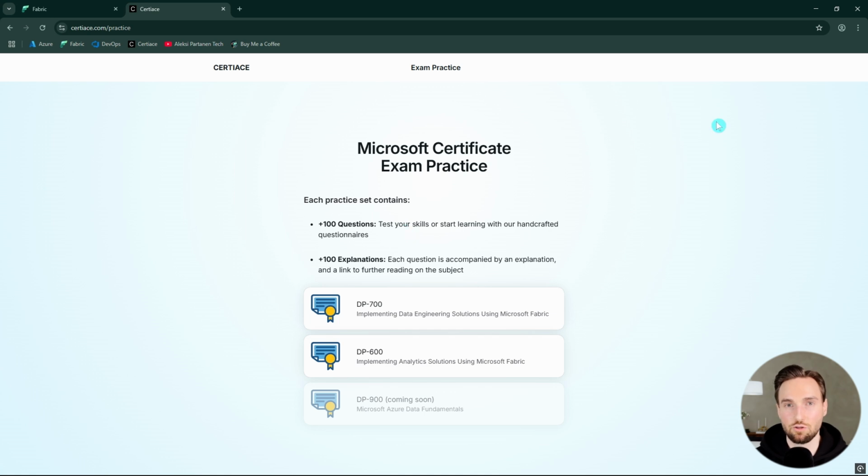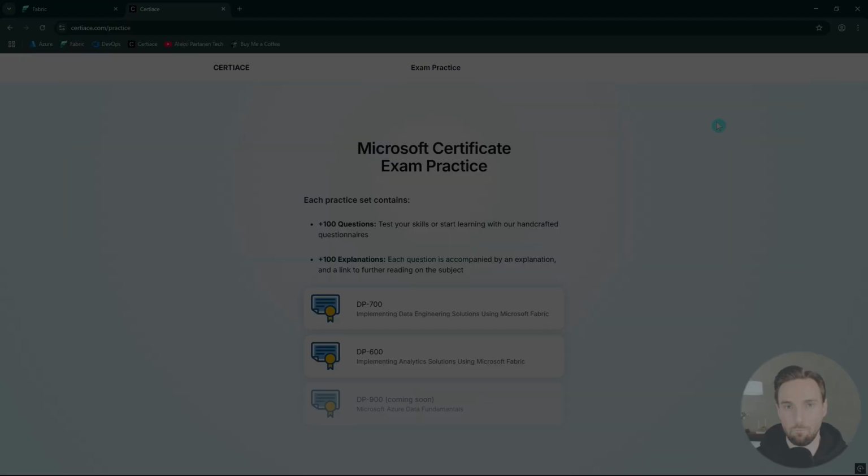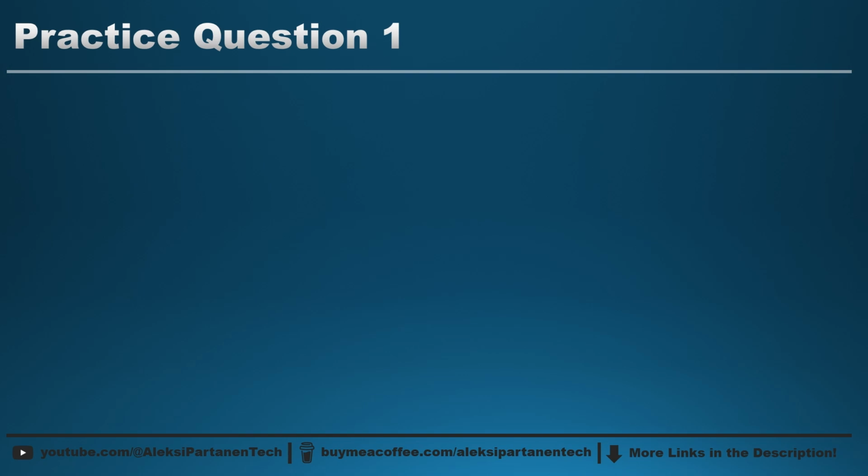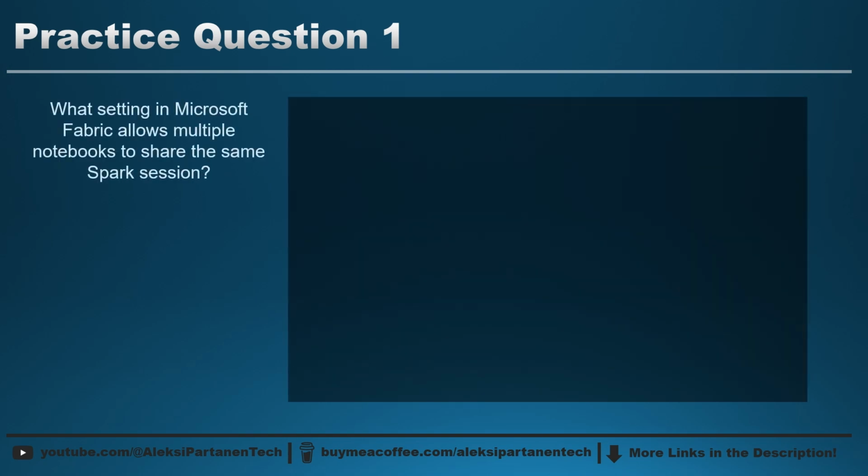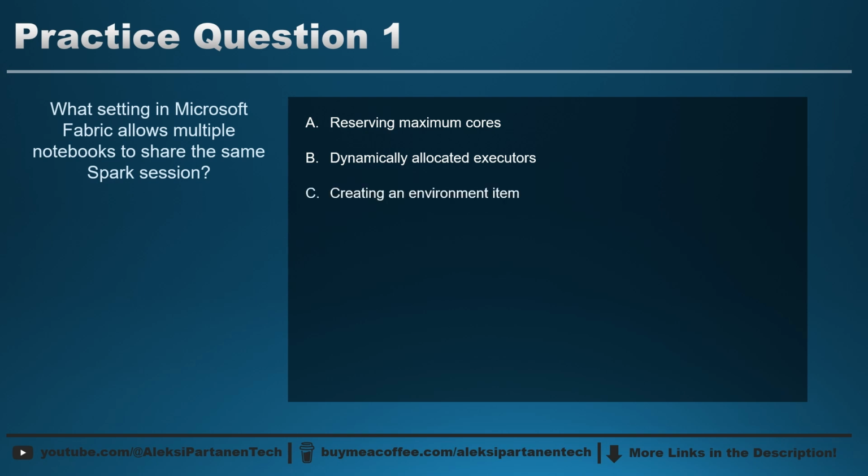But now let's have those 2 practice questions in this video. Let's have our first question. What setting in Microsoft Fabric allows multiple notebooks to share the same Spark session? A. Reserving maximum cores. B. Dynamically allocated executors. C. Creating an environment item. D. Enabling high concurrency. Now think about the answer for a moment and pause the video.